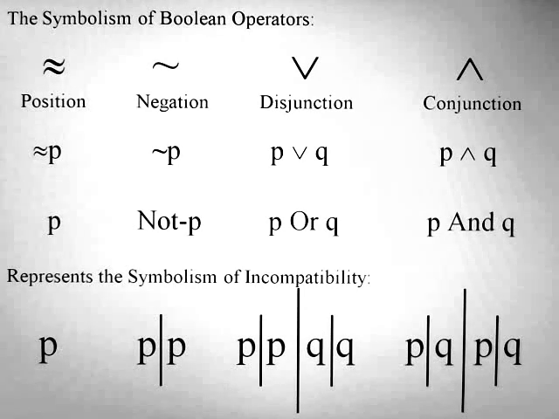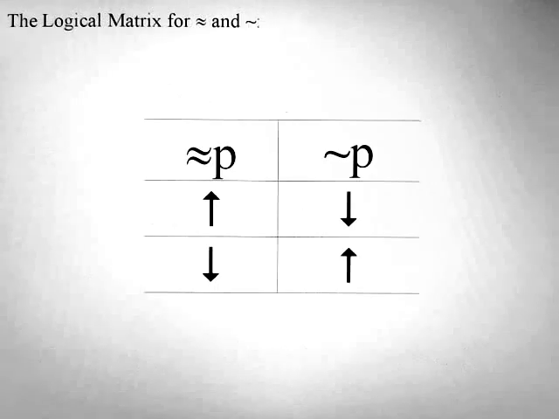We can now move on to assigning true and false values to these operators. As long as we understand that we are using them merely as abbreviations for the relationship of incompatibility, we understand that, of course, we are still using the most basic logical system. Moving on then, we introduce the logical matrix for position and negation.